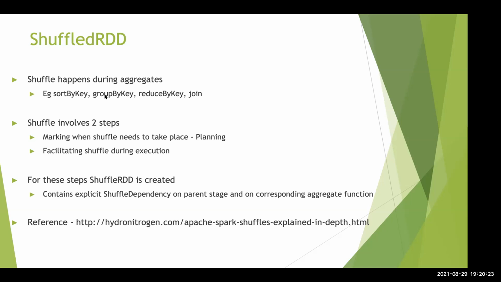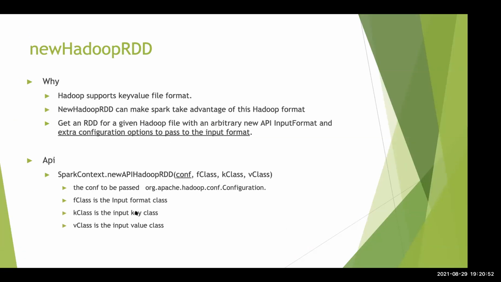There might be many functions which might be invoking shuffles. These are few of those. So shuffle involves two steps. One step is marking when shuffle needs to take place, which is planning, and the other is facilitating the shuffle execution. So anytime these things happen, then Shuffle RDD gets created, and you can go into details of this Shuffle RDD using this link. Generally, I have not seen people dig into this Shuffle RDD, but in case you want more information, please feel free to dig into this.